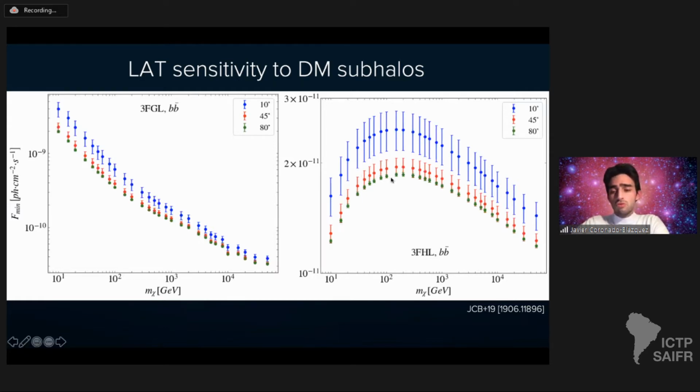The difference between these two plots is the catalog, but we can focus on the left plot. This is annihilating to b-bbar in the 3FGL setup. This is the minimum flux required to have a detection, and this is the mass of the WIMP. As you can see, going from very light WIMPs to very heavy WIMPs changes the flux of the detection by two orders of magnitude. So it's very, very important to take this into account. And as I said, a constant flux, or a horizontal line here, would be a very, very bad approximation.